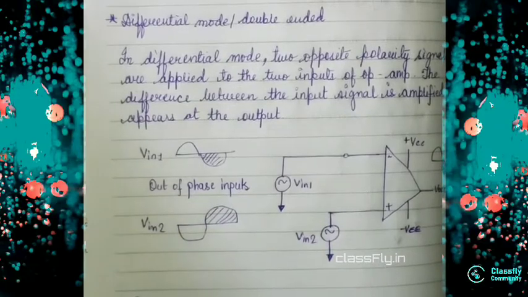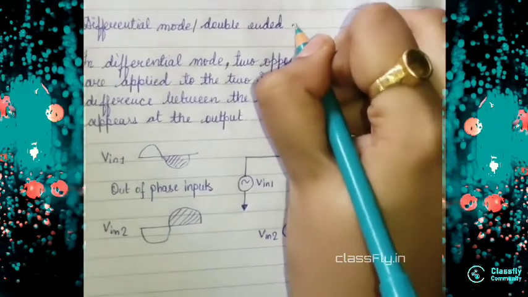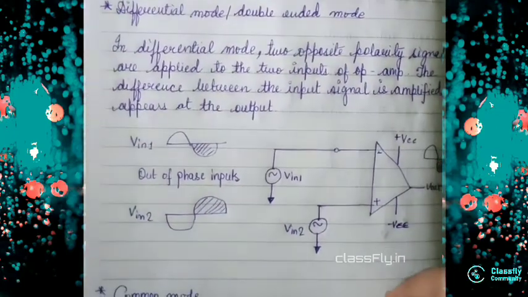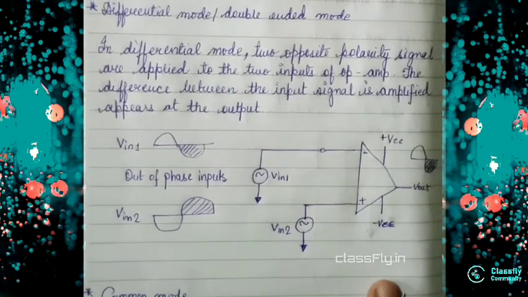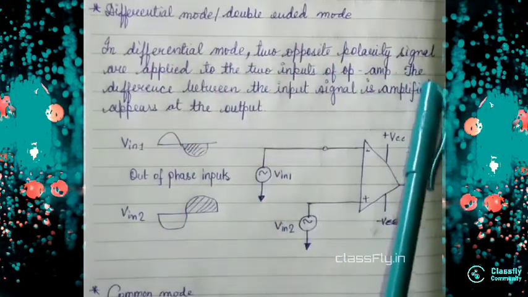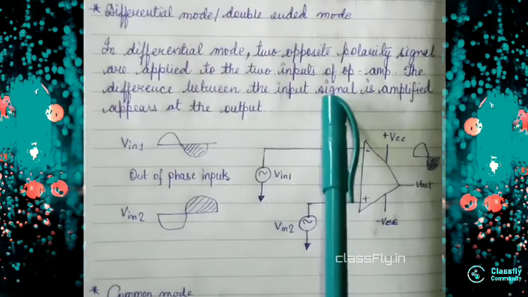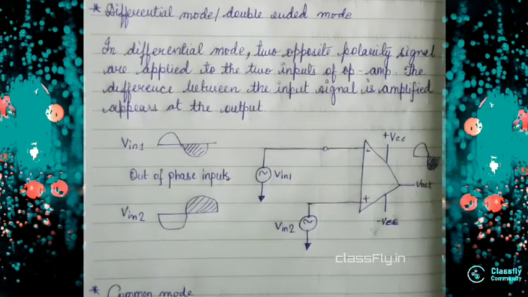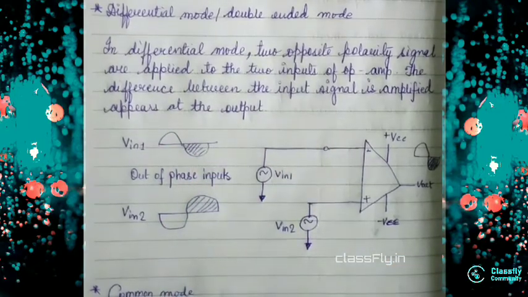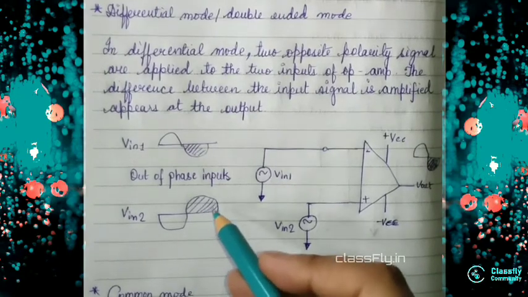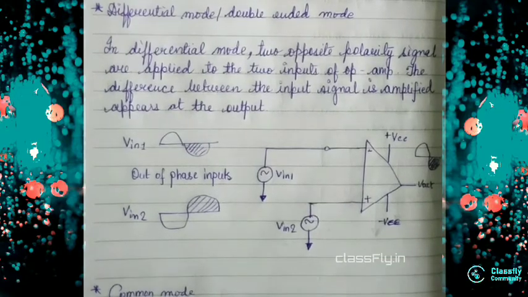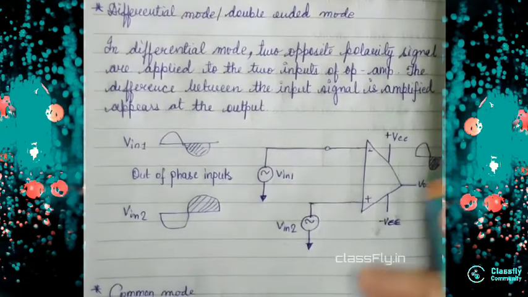Differential mode, which we also call double-ended mode. In this double-ended mode, it will have 2 inputs and it will give the output with respect to both of the input terminals. In differential mode, 2 opposite polarity signals are applied to the 2 inputs of the op-amp. This basically says that if in the first input we give the negative half cycle, and in the second input we give the positive half cycle, then we will get the respective output on these 2 opposite polarity signals which were applied to both the inputs.